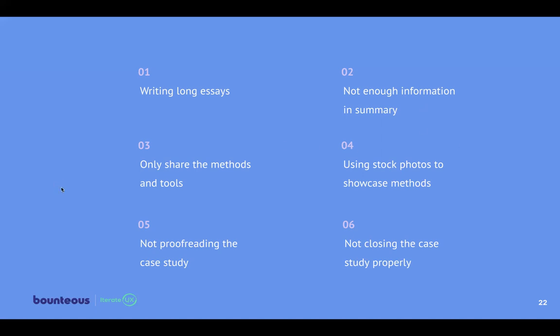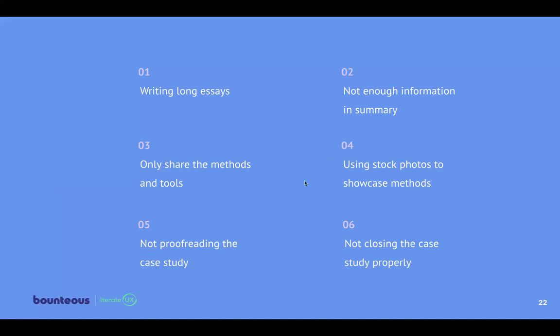That is something which you need to think about. The third important aspect is only sharing the methods and tools. Never do that. If you're writing, okay, this is my design methodology and these are the tools I've used, like Photoshop, or Sketch, or Figma. Okay, why have you used that? I don't know, as an interviewer or as a judge. So explain your methods, explain why you've chosen that particular tool in your specific project while working on it.